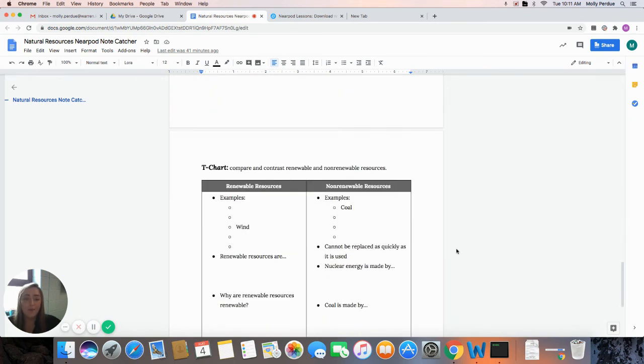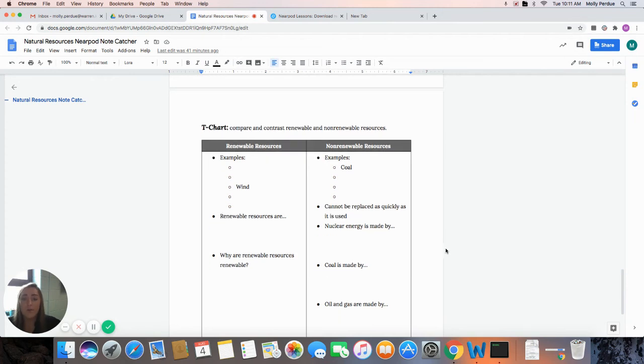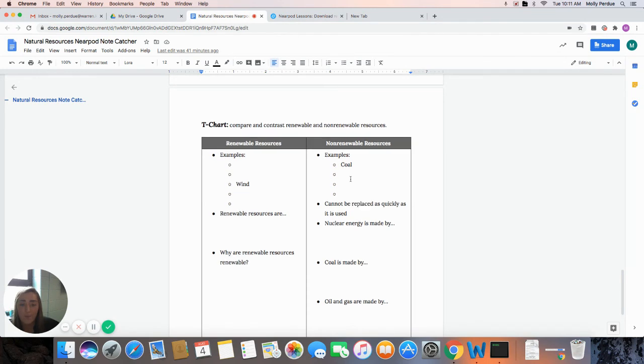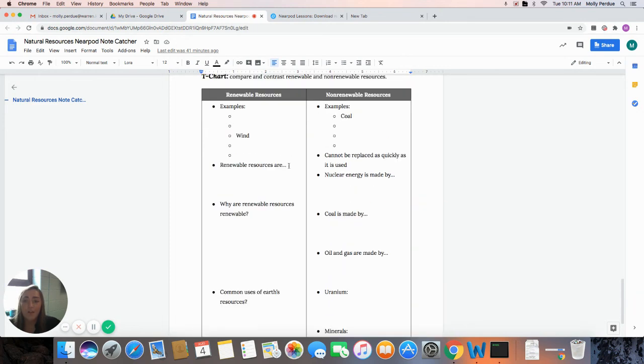Last piece to this Classkick assignment, we are going to compare and contrast the renewable and non-renewable resources. So these are pretty linked to each other. The first thing you need to do is go in and fill in all of the examples that we talked about. Next, I have filled in for you that non-renewable resources cannot be replaced as quickly as they are used. And then fill in renewable resources are what?